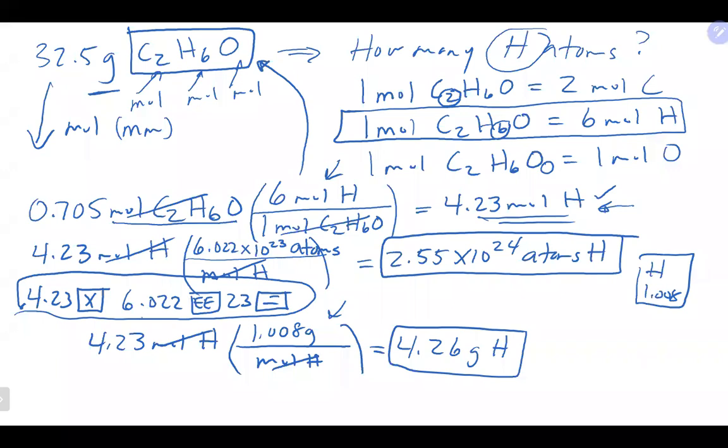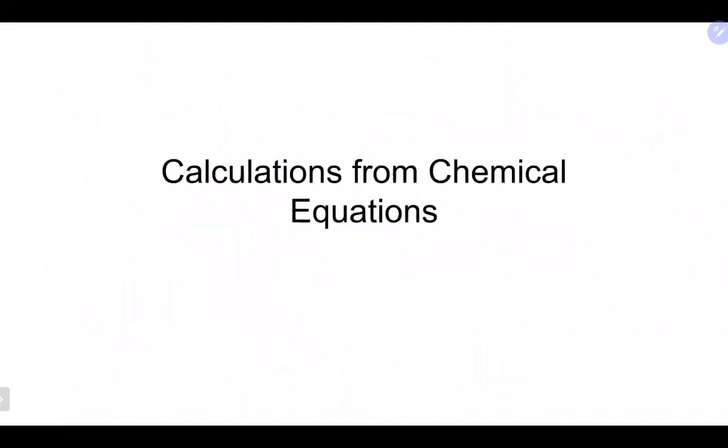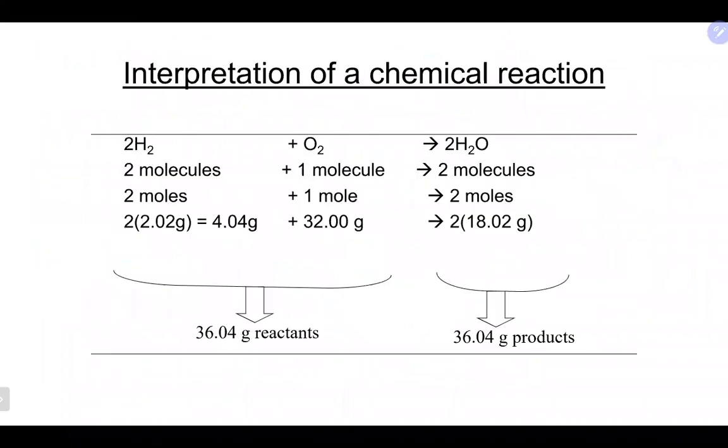So what we're going to talk about next is kind of putting together the two things we've talked about so far in this chapter, which is balancing equations and basically grams to moles, moles to grams, to use the equation to figure out how much, say, product you would produce in a reaction, how much reactants you may have started with, kind of putting these together. So let's take a look at that. That is what is referred to as stoichiometry.